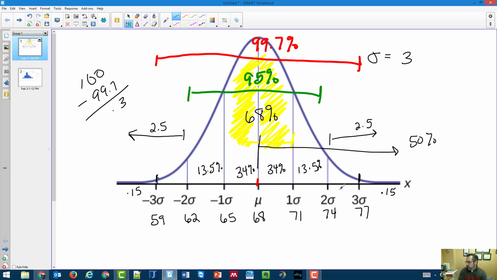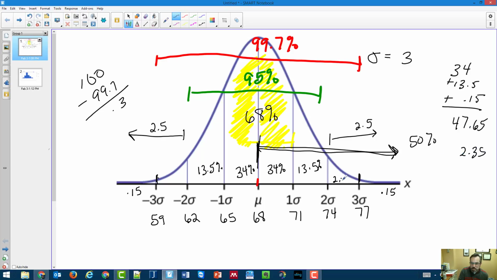So now I'm going to show, putting this together, what I've got in that inside part. I've got from here all the way out. I know I already have 34 plus 13.5 plus 0.15, so I have 47.65%, and that leaves me with only 2.35 in these little columns. We normally don't have to break it up this much, but I just wanted to show you how it's put together. I would really be interested in remembering 68, 95, 99.7.